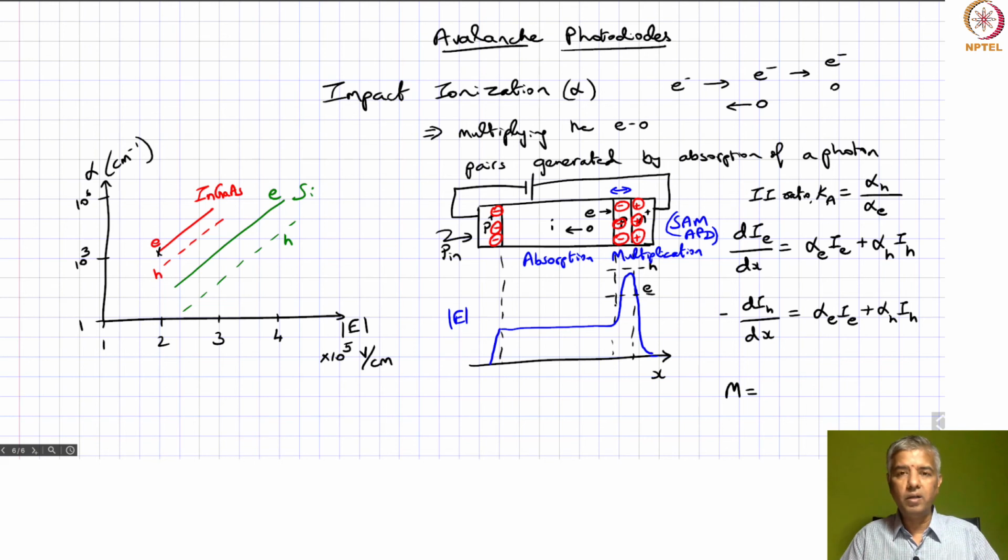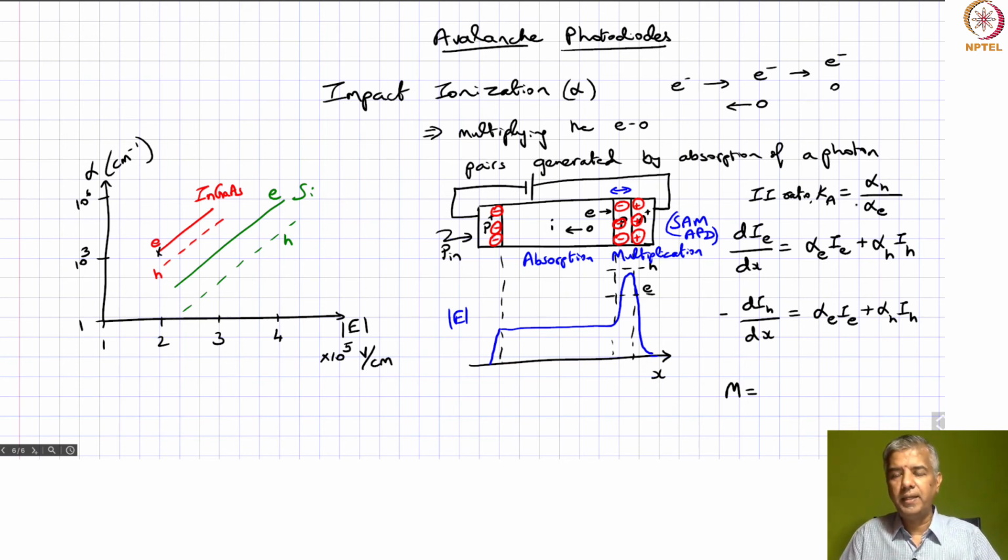So overall, you were not going to get a very good gain from this process without incurring significant noise. So it becomes counterproductive. On the other hand, if Ka is closer to 0, let's say alpha E is far greater than alpha H. Let's say for example in silicon, that's what we see. Alpha E is an order of magnitude greater than that for holes. If that is the case, then Ka is a very small value.